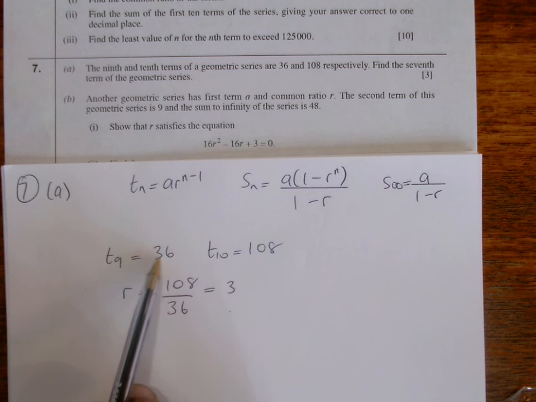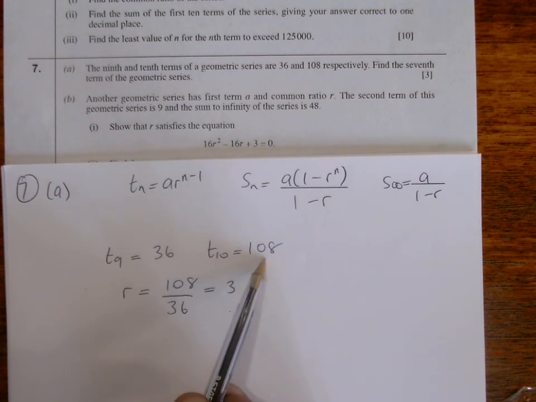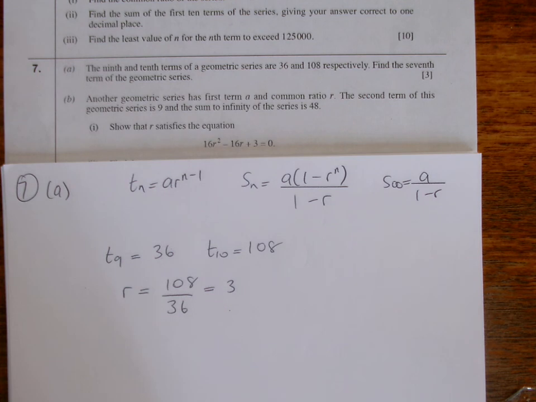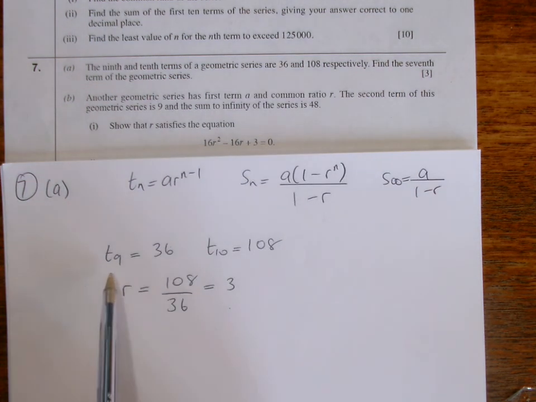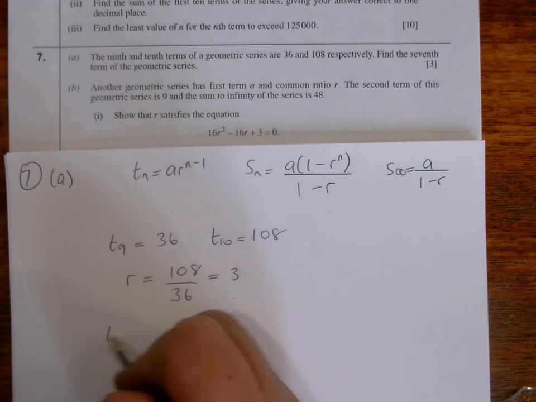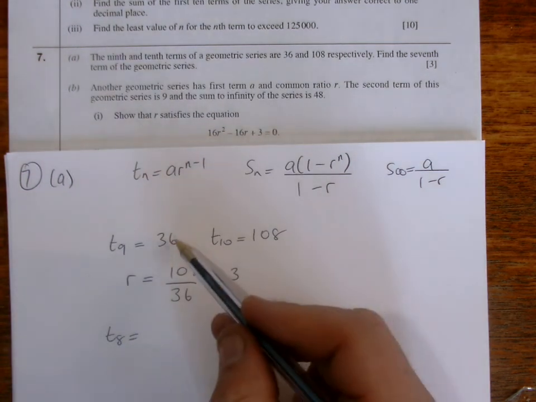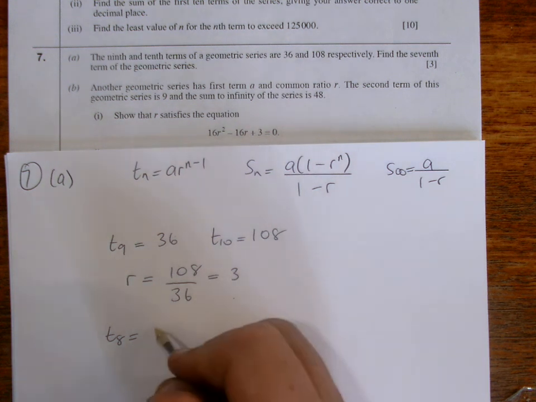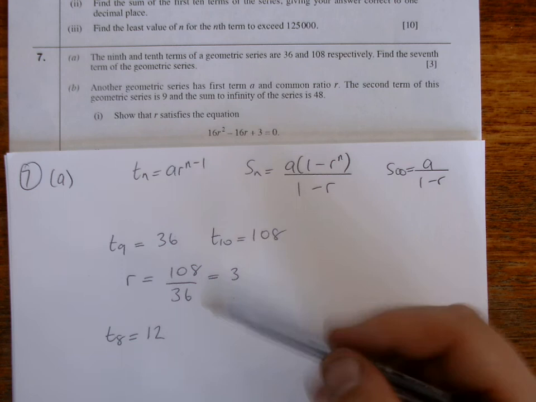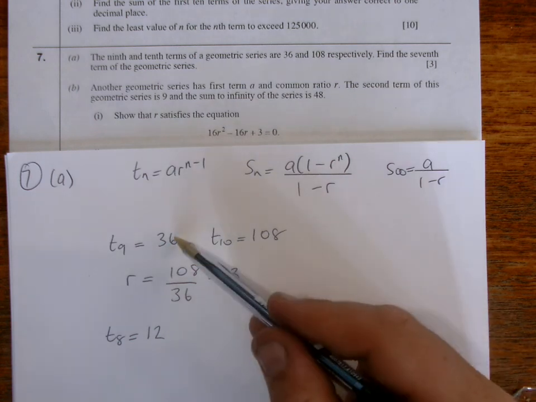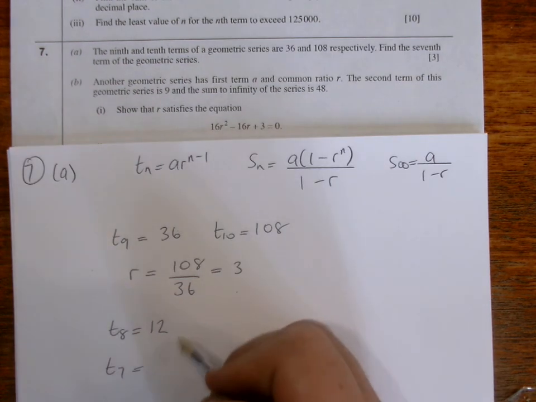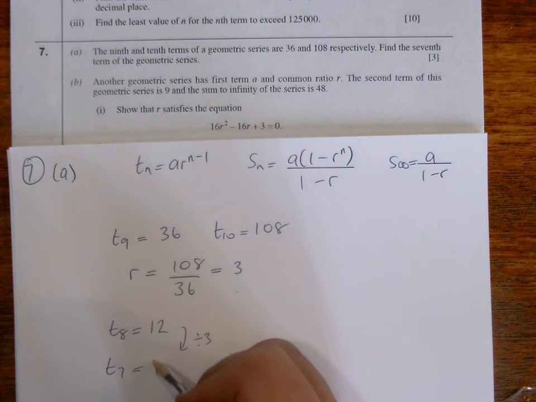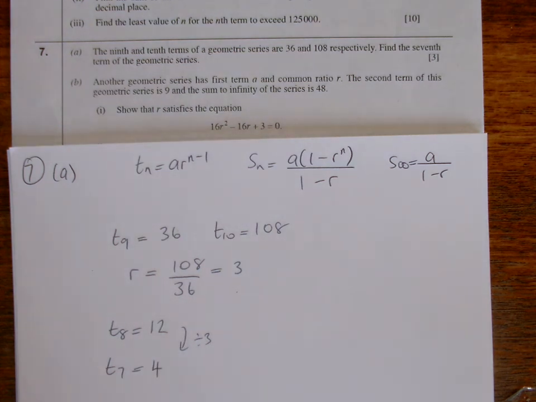So think about it. If I times 36 by 3, I get 108, don't I? I get the next term in the sequence. So now that we know the common ratio, we can work back to work out what the 7th term of the series is. Now if you think about it, T9 is 36. That means T8 will be 36 divided by that 3, which will be 12. Because if I times this by 3, I get to T9, which is 36. And then for T7, I'll divide this by 3 again, I'll get back to 4. So that's what the 7th term is.